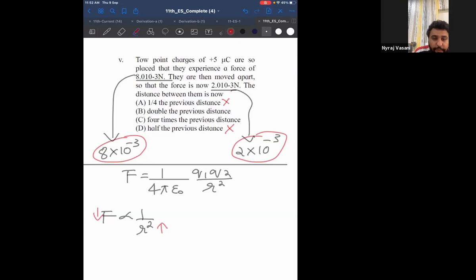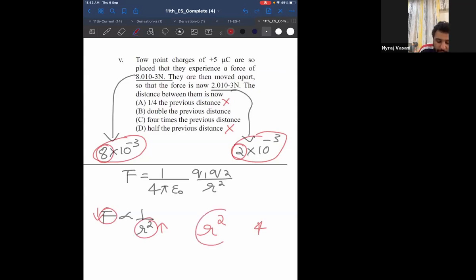Now, the force has gone from 8 to 2. Therefore, can I say the force has decreased 4 times? From 8, it has gone to 2. Therefore, can I say R square has increased 4 times, because force is inversely proportional to the square of the distance? That means if force has decreased by a factor of 4, R square has increased by a factor of 4.